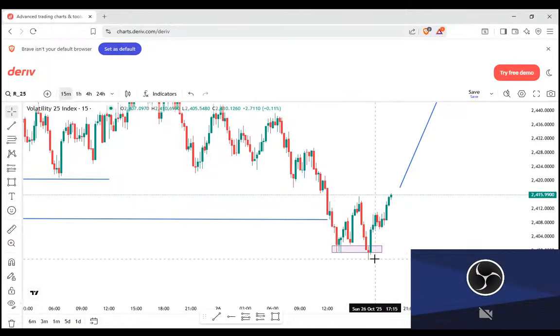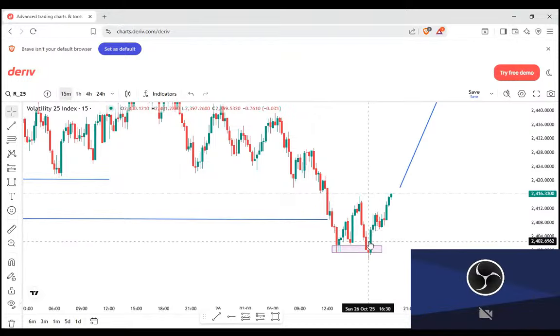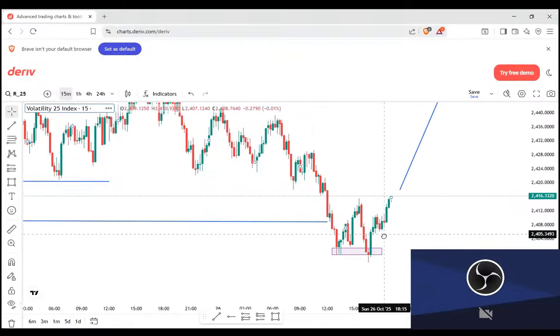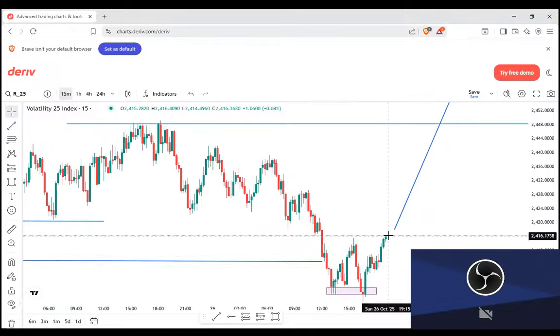See the way price swept it, but the body did not close below the wick. It closed inside and returned with a massive candlestick. This is giving us an engulfing candlestick. I notice price pushing up, that's why you're seeing this massive push.